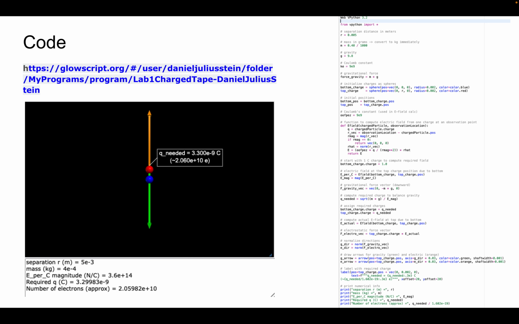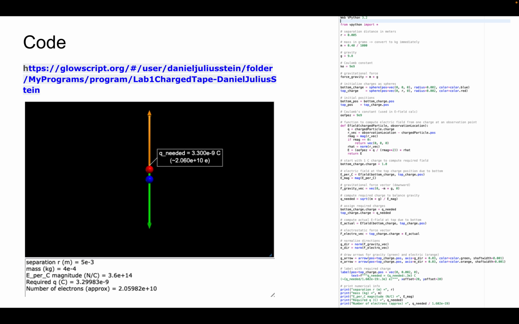To double check the math, I used GlowScript to model the experiment. The code calculated the electrostatic force and confirmed the values we found by hand. This gave us confidence our results were accurate. So basically, these are the point charges, and up is the electrostatic force, down is the force of gravity, and right here, this code was basically just inputting the math of electrostatic force and the force of gravity.